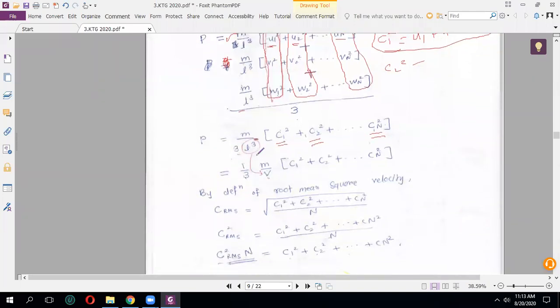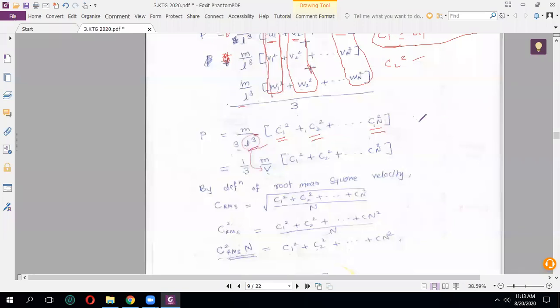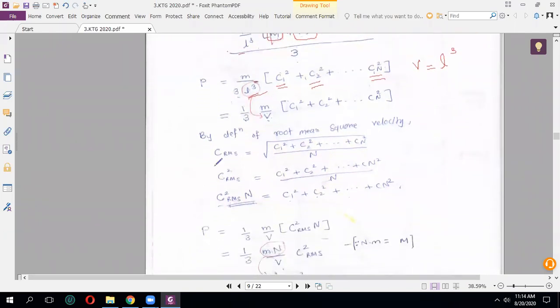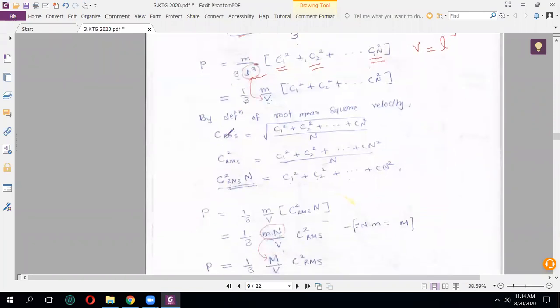Now we know the formula. For what did I use L cube? What was the formula of the volume of the cube? L cube. So replace this L cube by V. Now, just the root mean square velocity formula. What is the root mean square velocity? Crms is equal to square root of C1 square plus C2 square plus dot Cn square upon n. We did this formula. Now I am stopping the derivation here for a while.